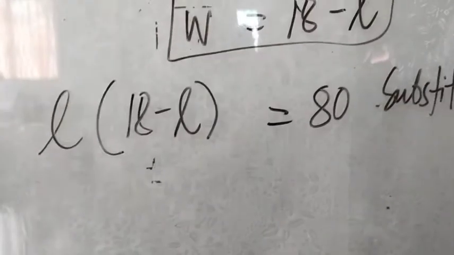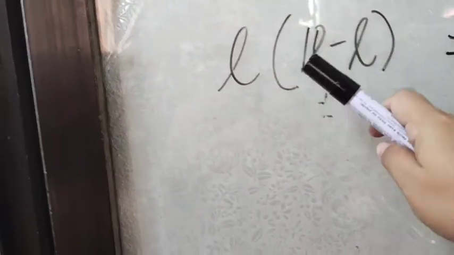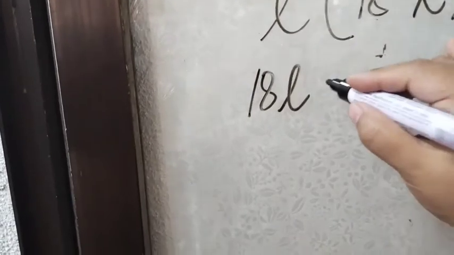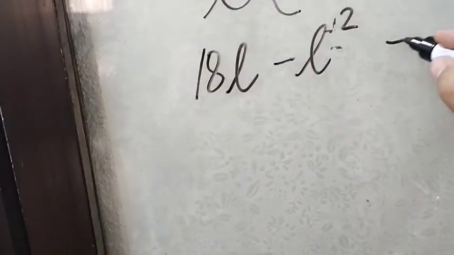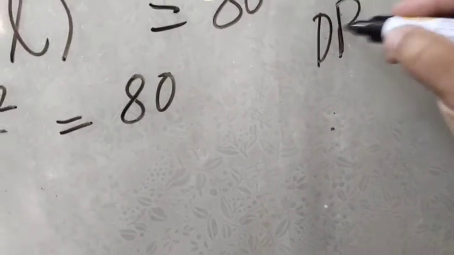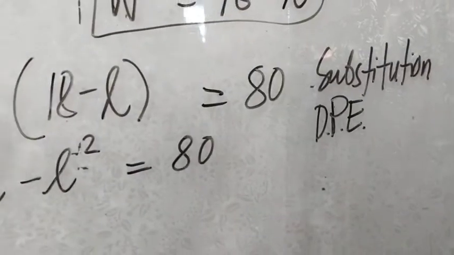Next, let us distribute or multiply L by the quantity of 18 minus L. So, by distributive property, 18 times L is 18L, and L times negative L is negative L squared equals 80. So, again, ano ang ating naging method? Distributive property of equality, or DPE.